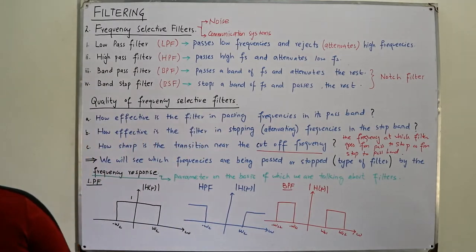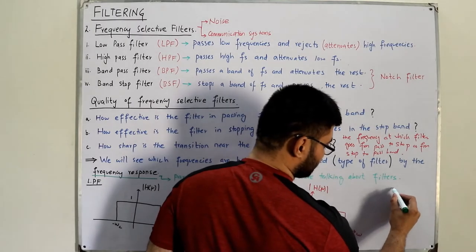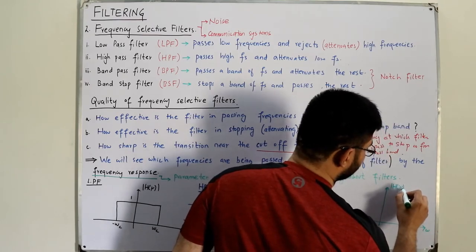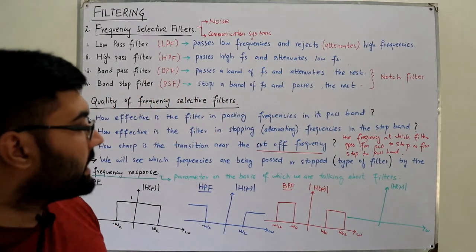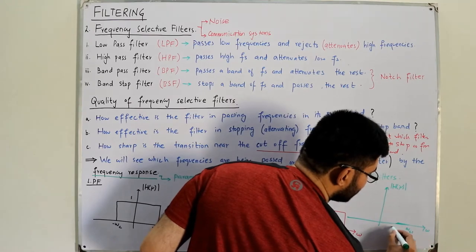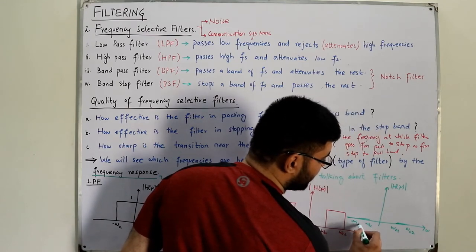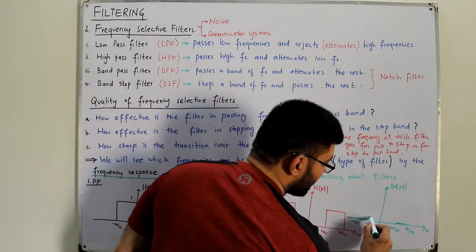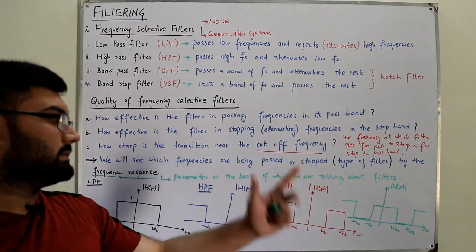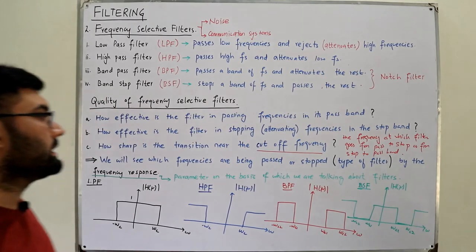Fine? Okay. And the last that remains is now the band stop filter. So what would that do? It would stop a band of frequency, and it would let the others go. So let's say this is that band which it is stopping, from omega c1 to omega c2. Similarly, on the left hand side as well, negative omega c1, negative omega c2. So it is stopping these two bands, and it is passing all of the other signal. Is that okay? Yes, it is. So this is a band stop filter. And is that clear till here?